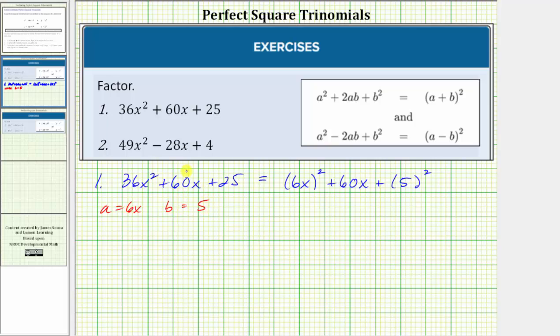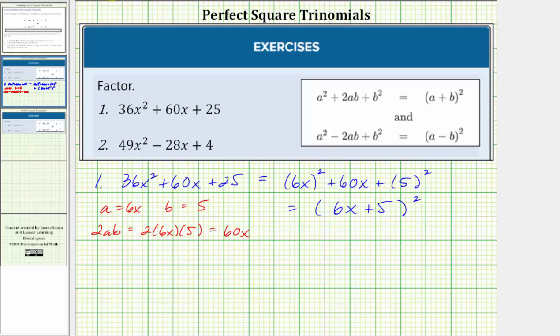The next step is to verify the middle term is equal to 2ab. Well, 2ab is equal to 2 times 6x times 5, which does equal 60x, the middle term, and therefore we do have a perfect square trinomial, and the trinomial will factor into the square of the quantity a plus b. We know the binomial is a plus b because the middle term is plus 2ab, or in this case, plus 60x, which means the given trinomial factors into the square of the quantity 6x plus 5.